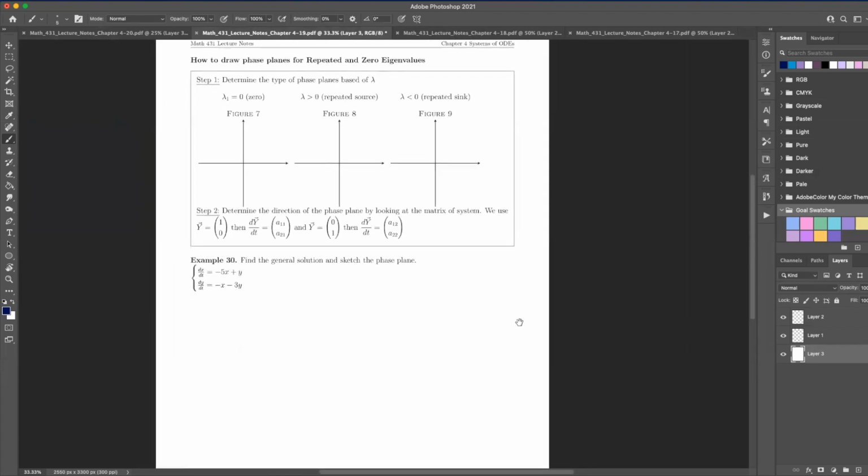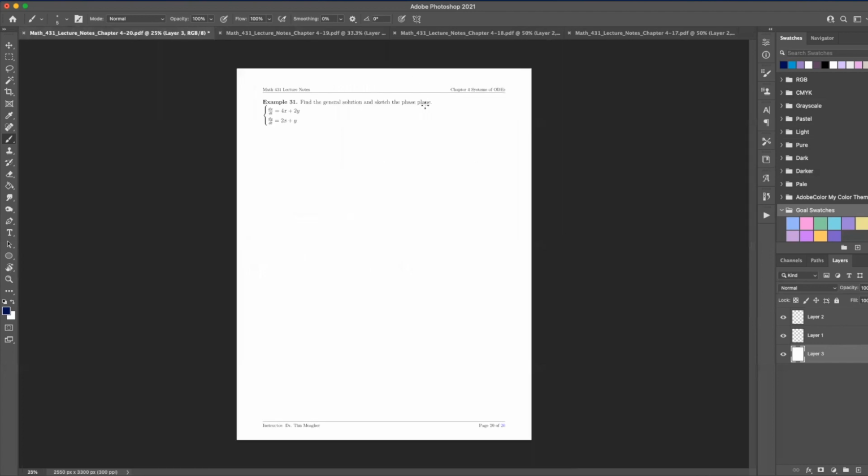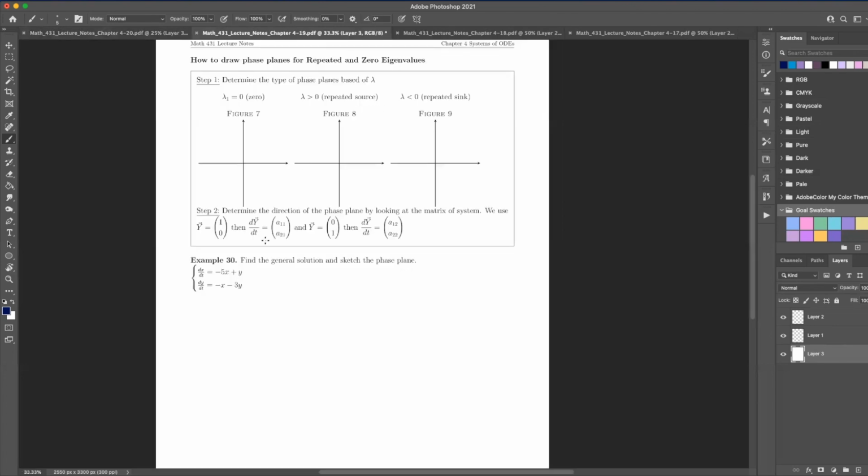Yeah, right page. So let's talk about how to draw these real quick. All right, so here we're going to have a repeated source, repeated sink on this. And you can determine this. So here, if I have, I think this is the one where I have a 0. Yes, this is where I have a 0. Where we'll find the general solution, sketch the phase plane.